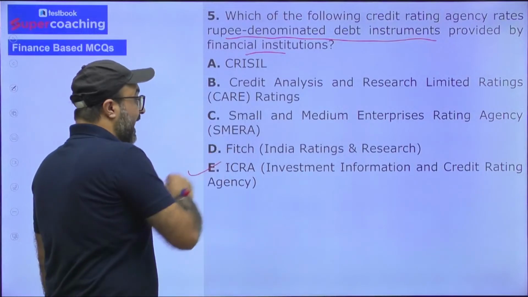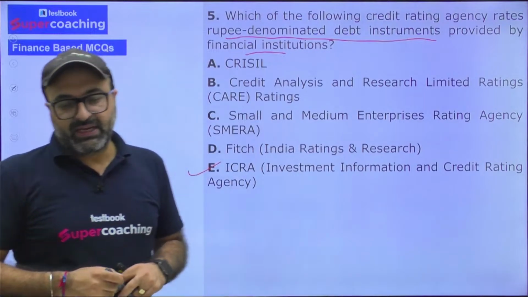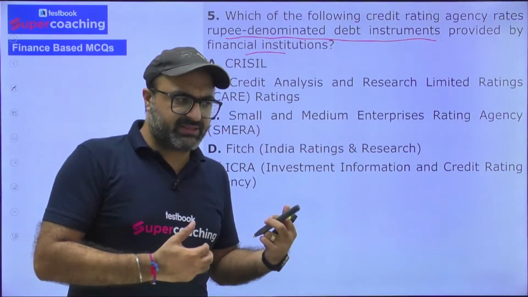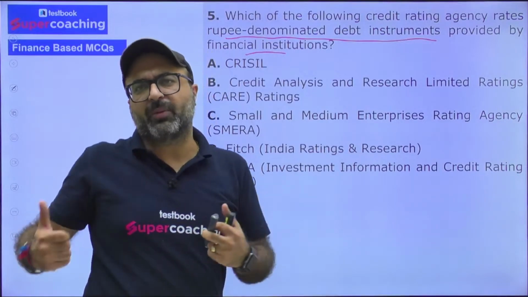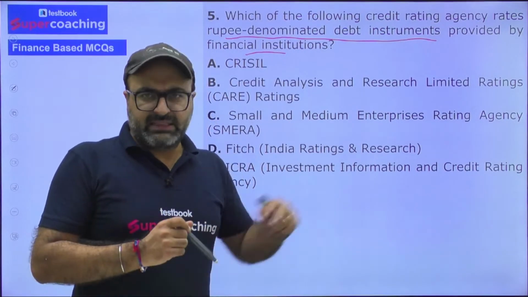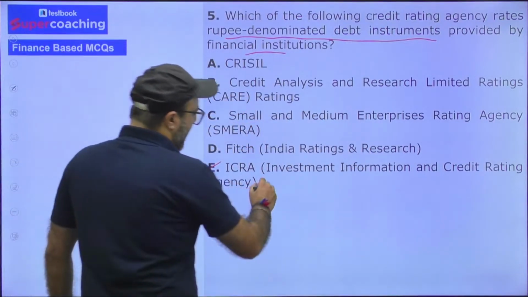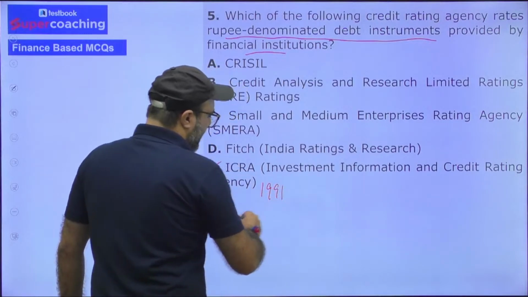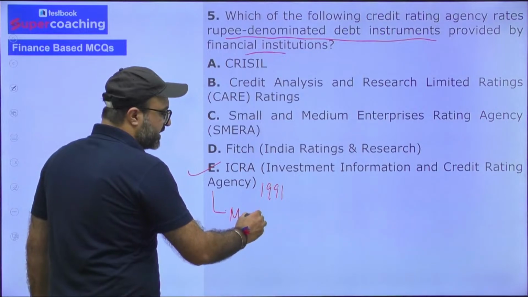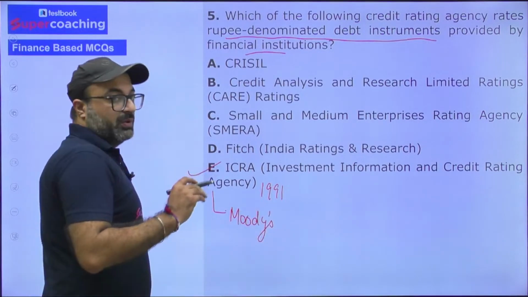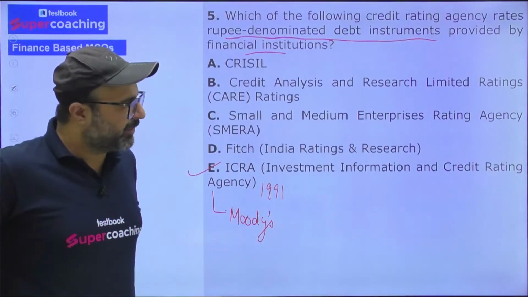The answer is ICRA. ICRA, Investment Information and Credit Rating Agency, is into the business where it provides rating for the rupee denominated debt instruments as well. This organization, ICRA, was set up back in 1991, and majority shareholding is with Moody's, which is one of the largest credit rating agencies of the world. It possesses its headquarters in Mumbai. Oh, sorry, it possesses its headquarters in the US.